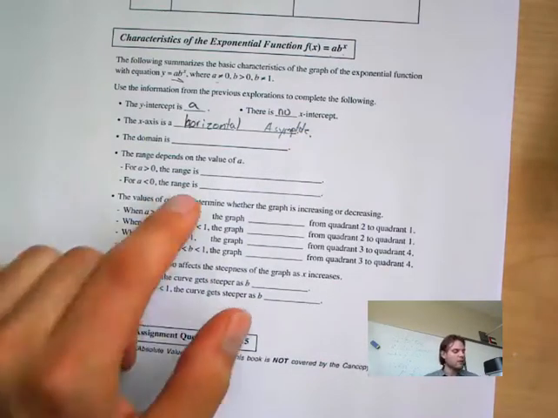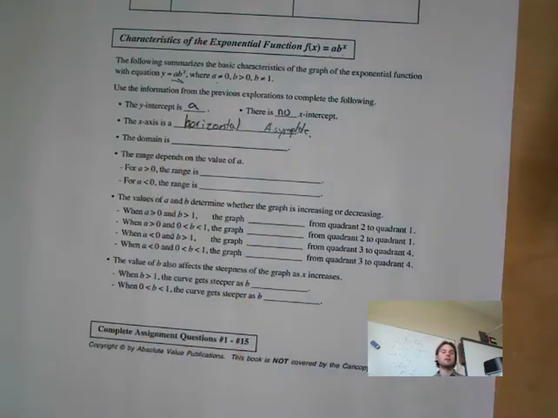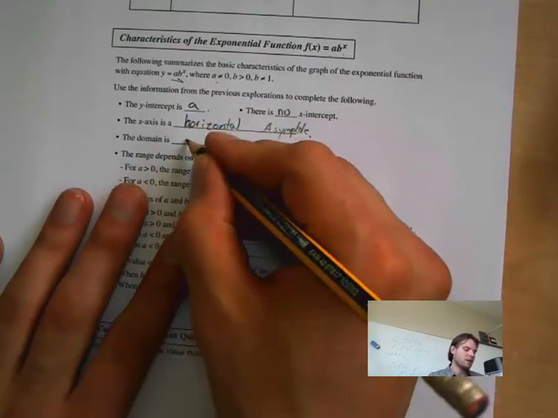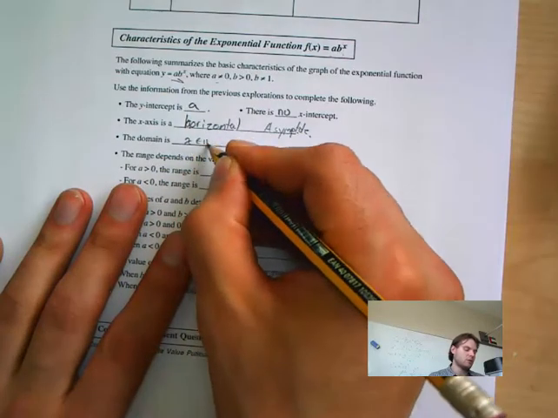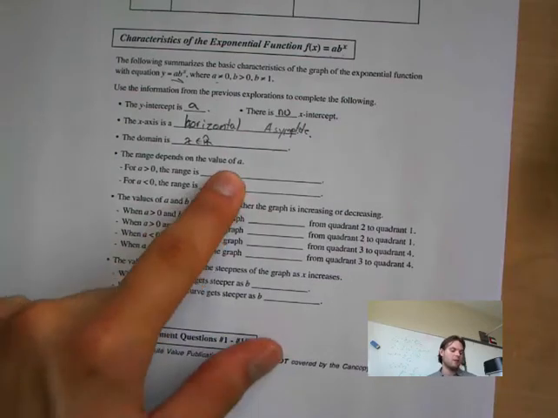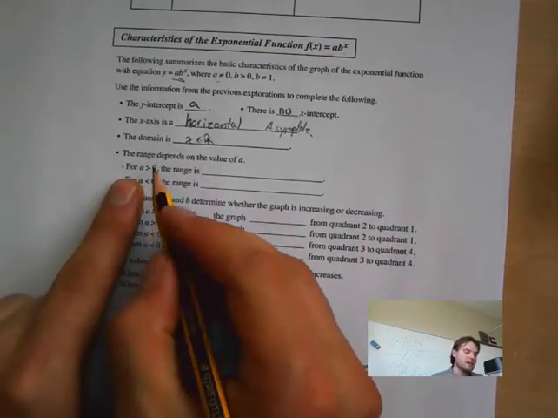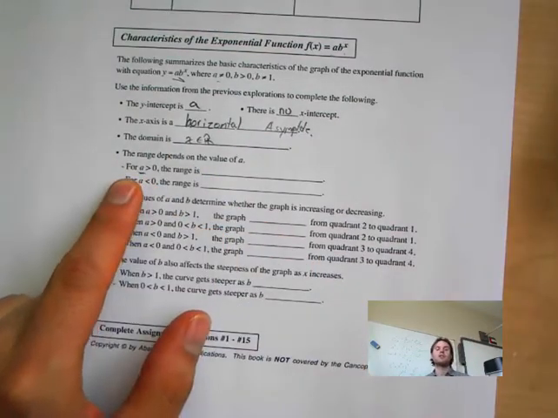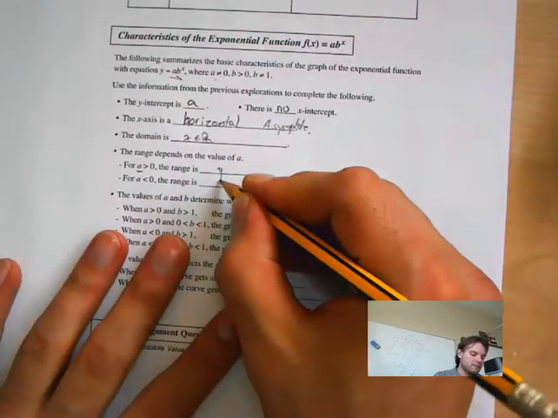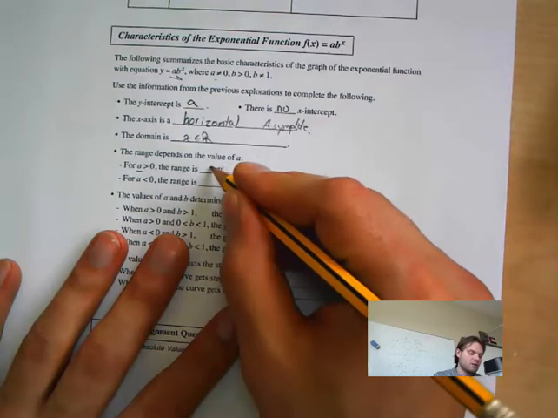Okay? Now the next one says the domain is, well, the domain is always what? We could always go forever left and forever right. It is always x is an element of all real numbers. Okay? The range depends on the value of a. So for here it says if a is greater than 0, so if a is positive, my range is y is greater than 0.